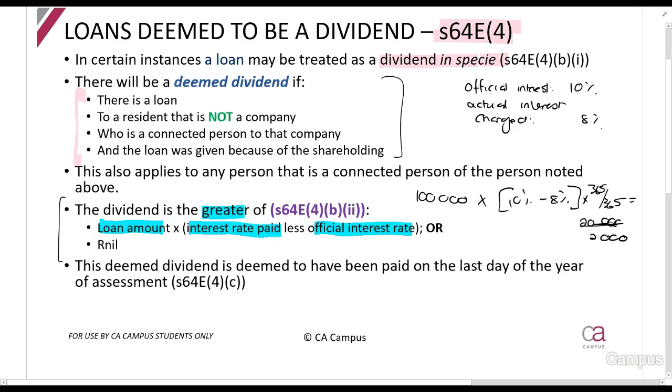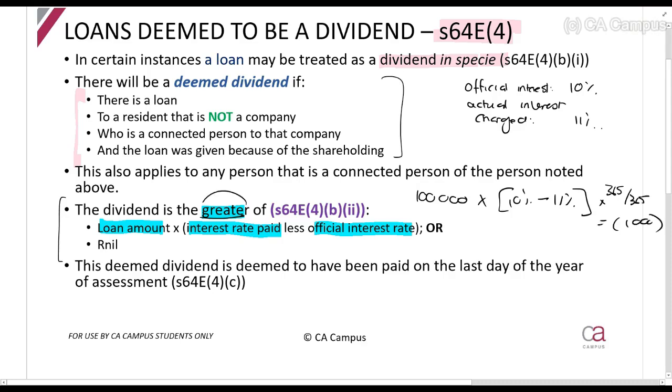So you'll say the dividend is the greater of 2,000 or 0. Alright? Now, let me just show you how it works. If the official interest rate is 10% and you charge 11%, then it's 10% minus 11% times 365 over 365, and this will create a negative 1,000. So then it's the greater of 0 or a negative amount, so 0.